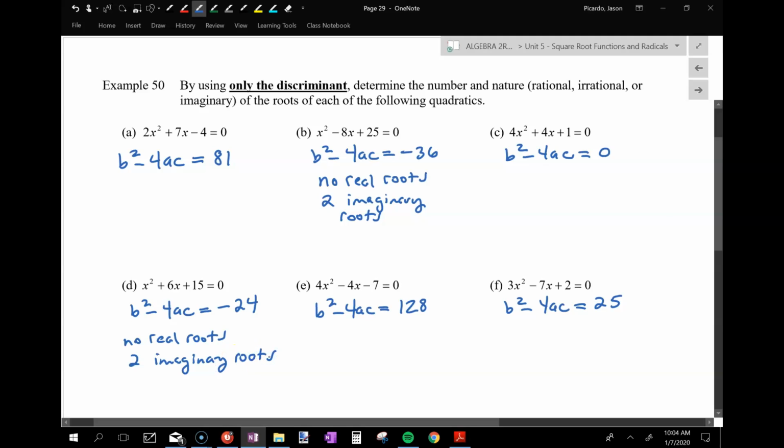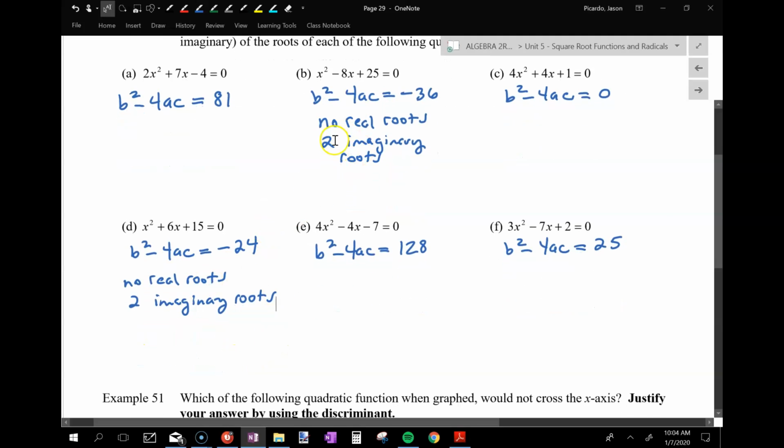All right, so those two are easy to do, right? The negative ones are simple, okay? What's special about C? If I get 0, that means I have what kind of a root? A double, a bounce, right? So how many roots do I actually have? I have one real.